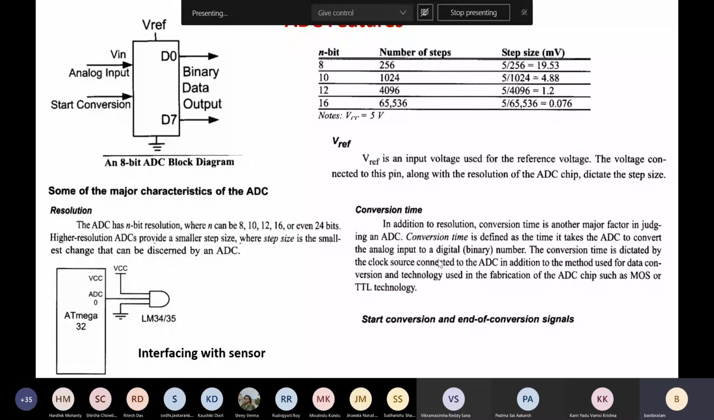Okay. Now, as I already explained in the last slide, here the bit versus resolution, or the step size, is mentioned.